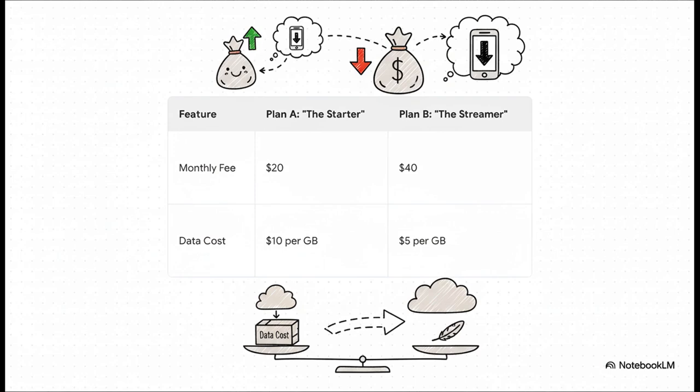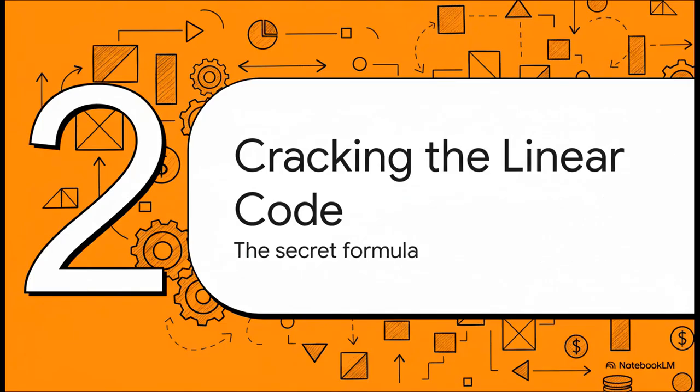Okay, here are our options. On one side, you've got Plan A, the starter. Looks amazing, right? Only $20 a month. But that data is pricey at $10 a gigabyte. Then you have Plan B, the streamer. Oof, that $40 monthly fee is double, but the data is only $5 a gig. See the trade-off here?